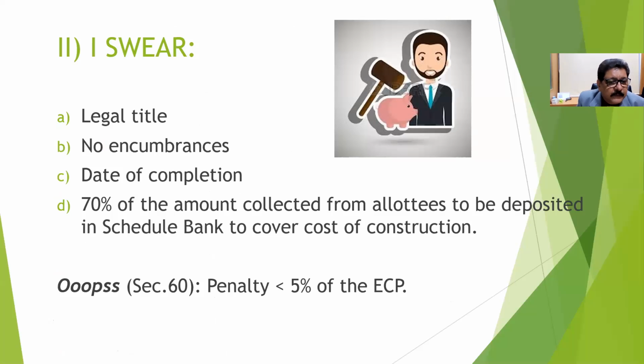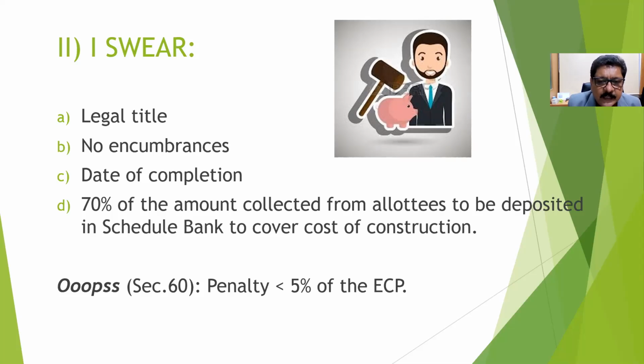Date of completion, which normally no builder used to give, the date of possession or date of completion. 70% of the amount collected from the allottees to be deposited in the scheduled bank to cover the cost of construction. Why is this clause very important? Because normally builders used to collect the money. They used to first give some advance to the landowner.